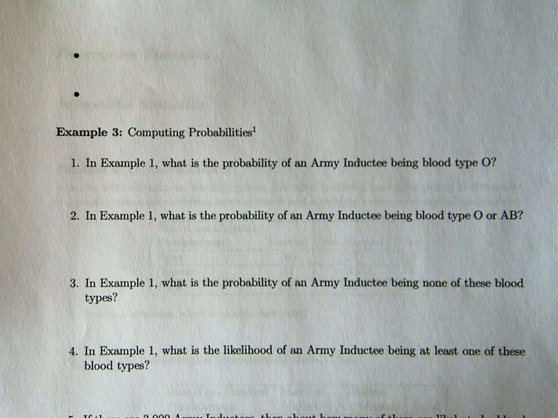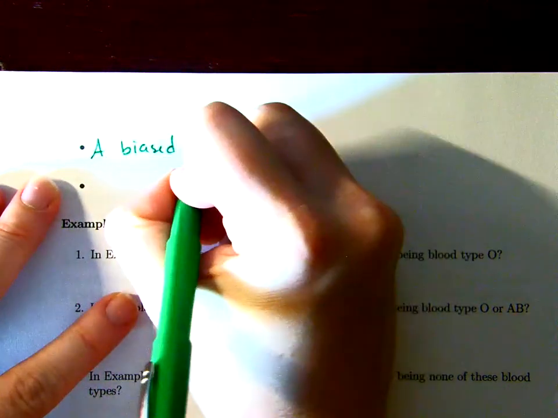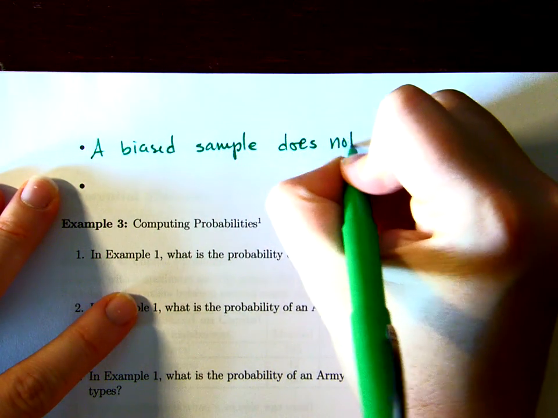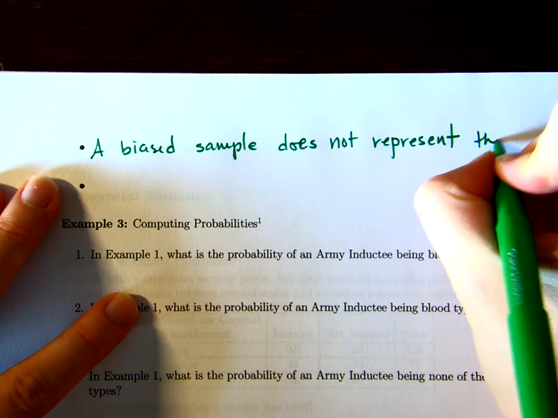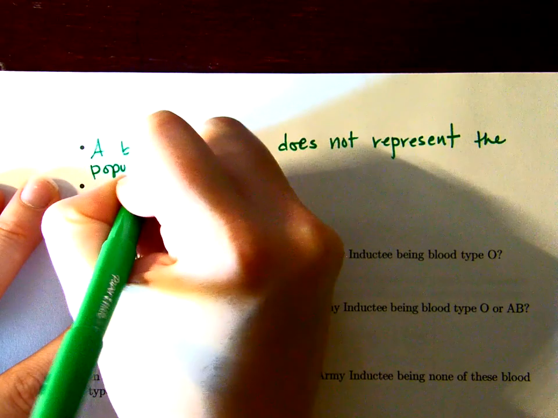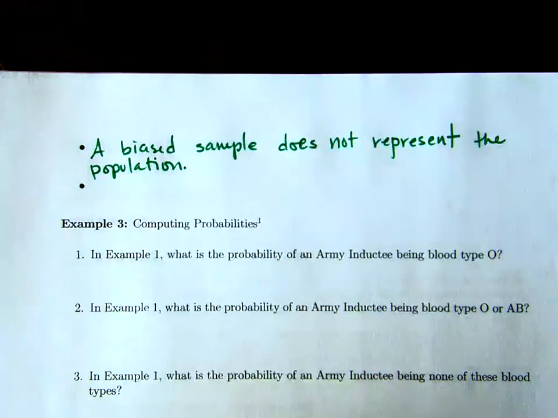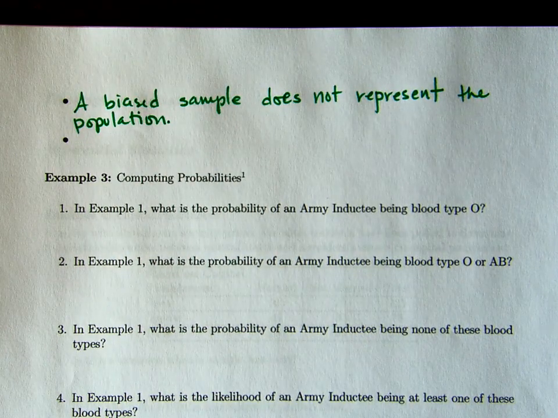And then, a biased sample is one that does not represent the population. So, a biased sample does not represent the population. For instance, if I were going to ask a class, well, the most frequent thing that I ask is, hey, did you have a good weekend? What'd you do this summer?